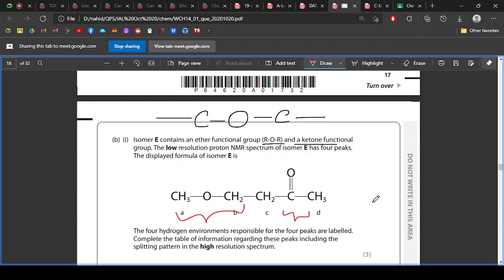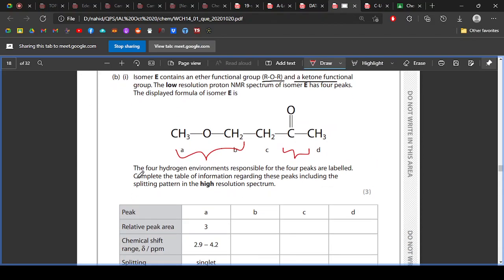Now they said the 4 hydrogen environments responsible for the peaks are labeled. So you see that they're making the question so much easier for you. They even labeled the different types of environments. This is A. That means these 3 hydrogens have one type of environment. This is B. That means these 2 hydrogens have another type of environment. And then C, which is for these 2 hydrogens, and D for these 3 hydrogens. Is it clear?